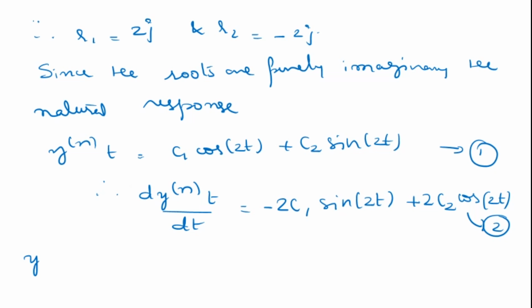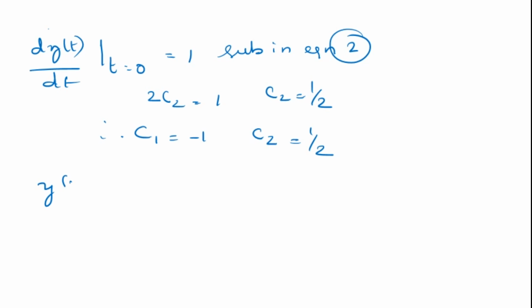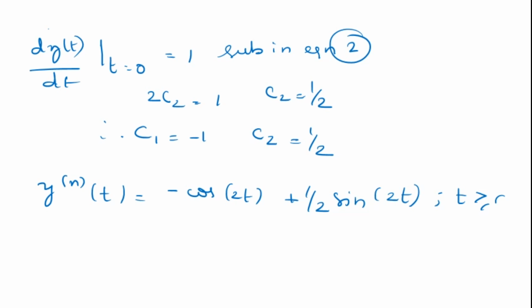Then it is given y(0) is equal to minus 1. Substituting in equation number 1, we get c1 is equal to minus 1. And by putting dy(t)/dt at t is equal to 0 is 1 in equation number 2, we get 2c2 is equal to 1, or c2 is equal to half. Therefore, c1 is minus 1 and c2 is half. Then the natural response yn(t) is equal to minus cos 2t plus half sin 2t for t greater than or equal to 0.